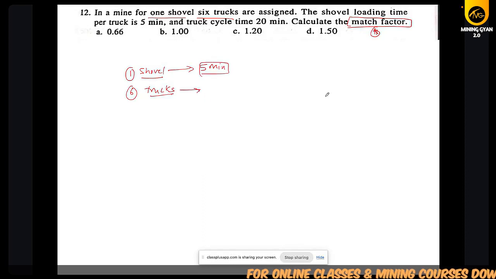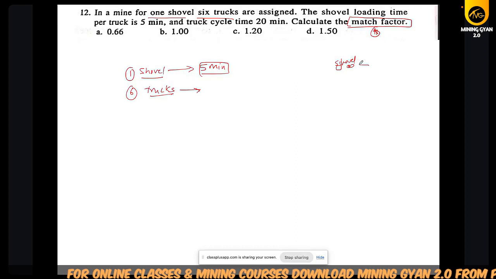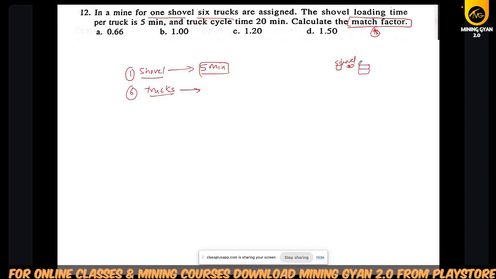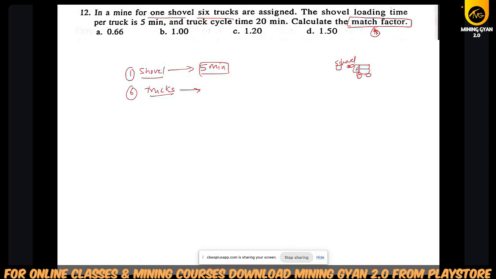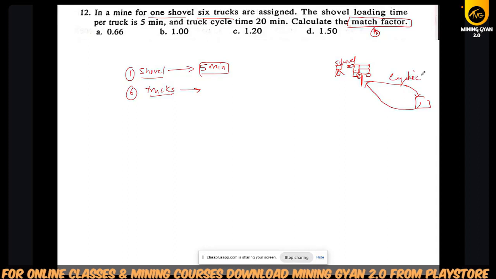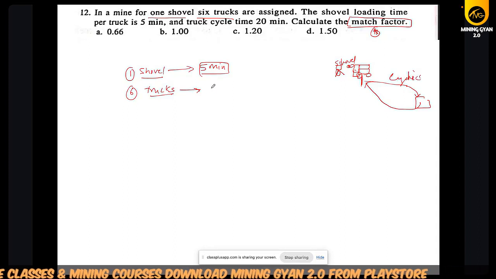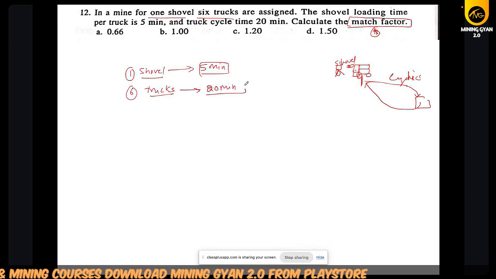And truck cyclic time means, if this is your machine, this is the shovel, and this is your dumper, then loading, transporting, dumping it and coming back is known as cyclic time. Cyclic time is 20 minutes.